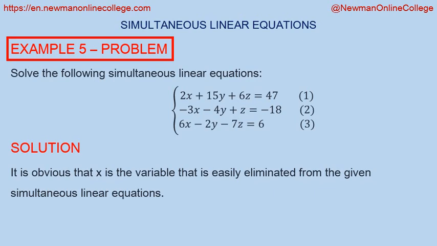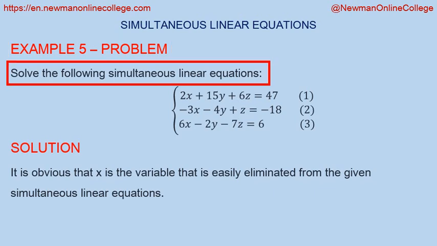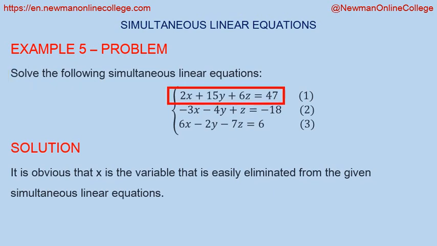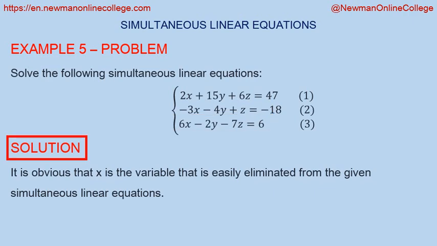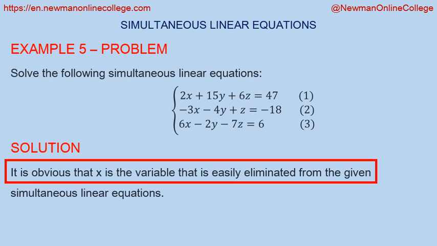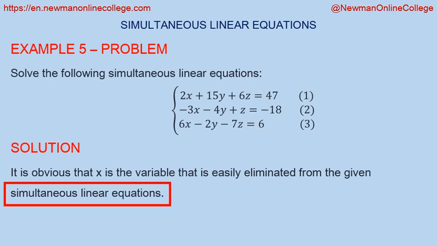Example 5. Problem. Solve the following simultaneous linear equations. 2x plus 15y plus 6z equals 47. Negative 3x minus 4y plus z equals negative 18. 6x minus 2y minus 7z equals 6. Solution. It is obvious that x is the variable that is easily eliminated from the given simultaneous linear equations.